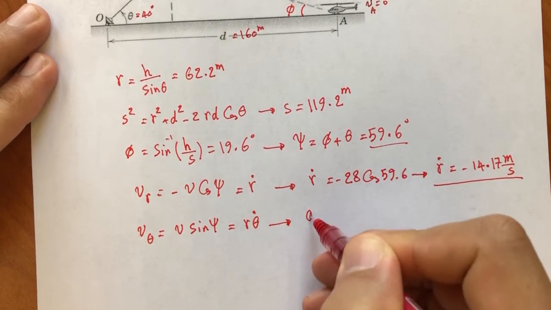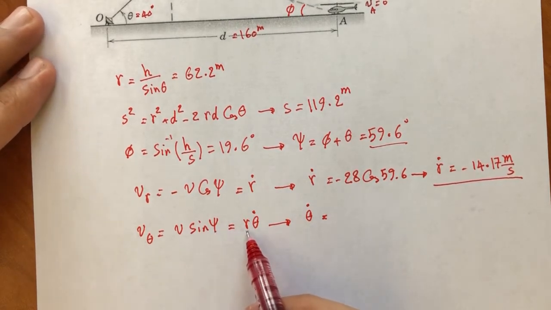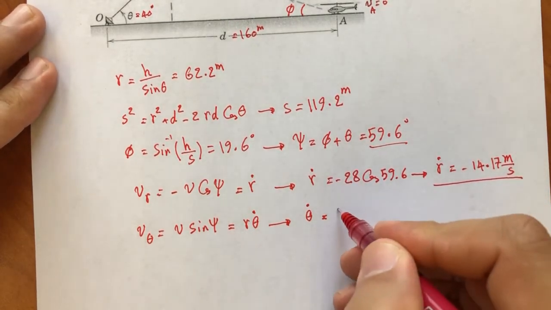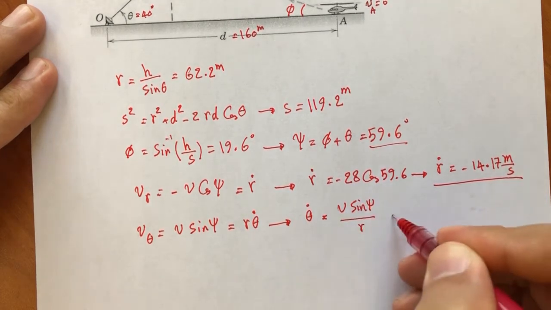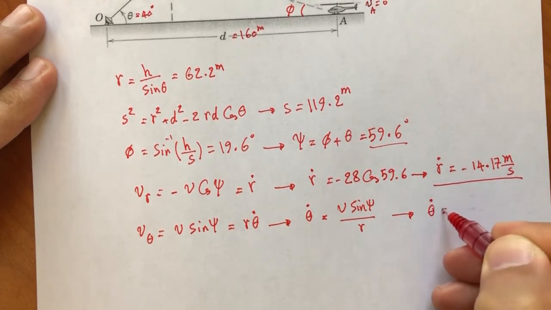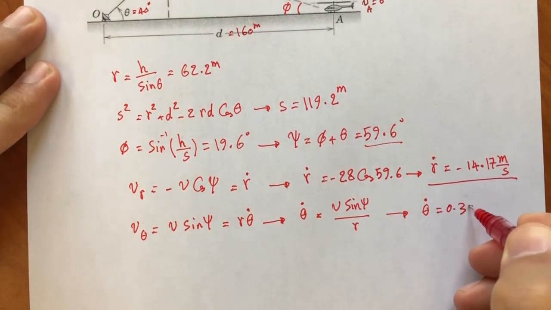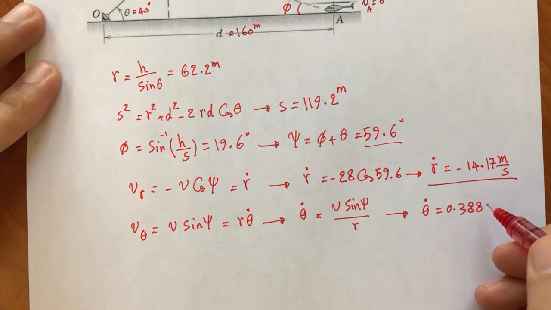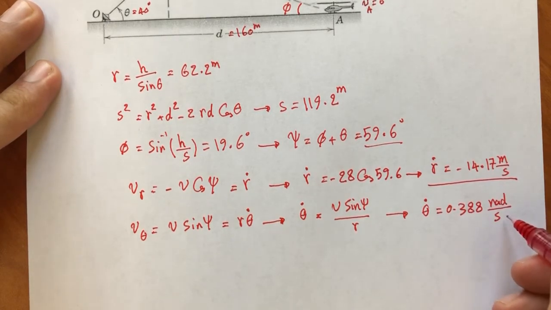And from here we can find theta dot, because I know what is v, I know what is psi, I know what is r. So it's going to be v sine of psi divided by r, which is going to be equal to 0.388 radian per second. The unit is going to be radian per second always.